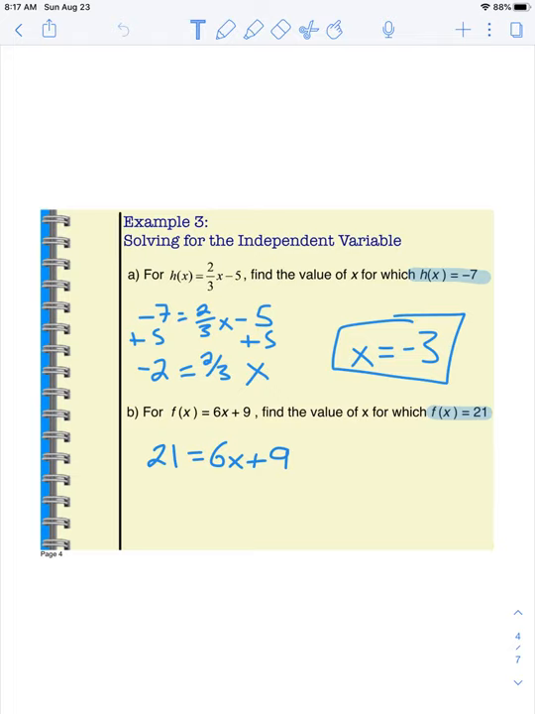So what step do we do first? We subtract 9 from both sides. We're using the inverse operation of addition to undo it. Cancels out on that side. 21 minus 9 is 12. So now I have 12 equals 6x. Now how do I solve for x? I divide both sides by 6. 12 divided by 6 is 2. So I have x equals 2.